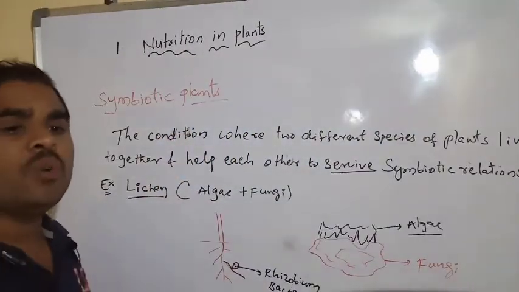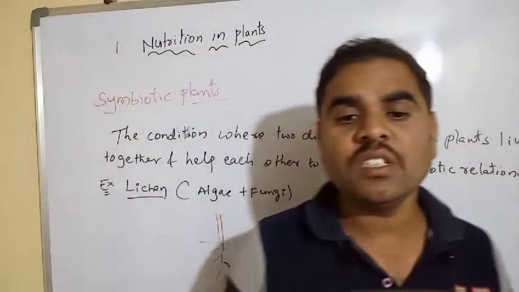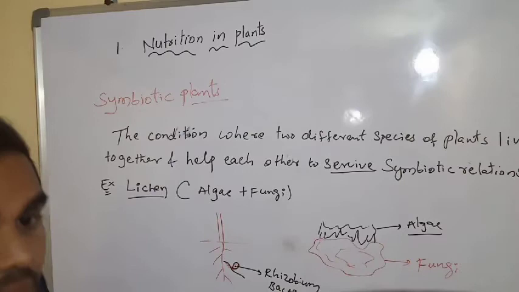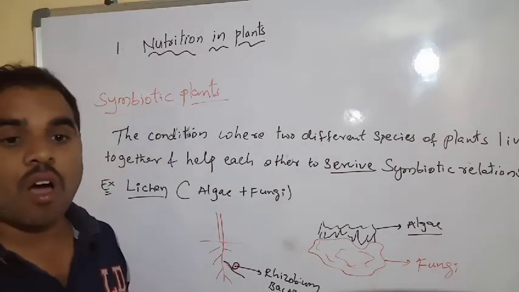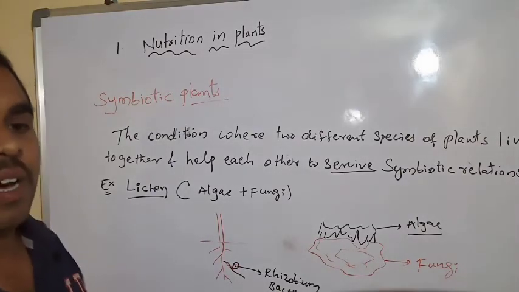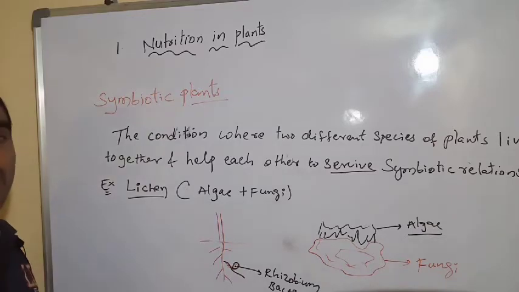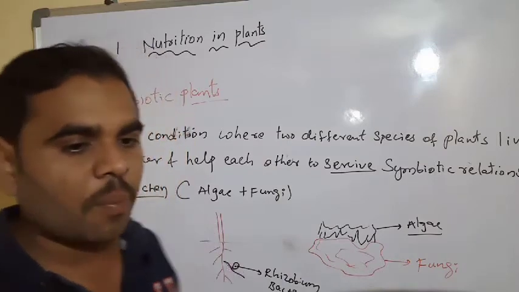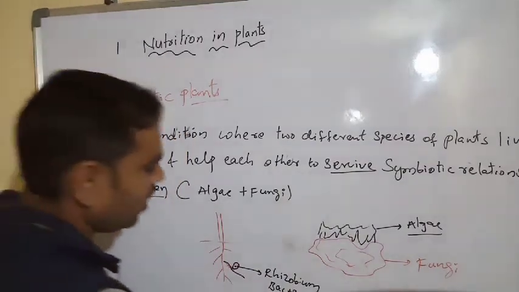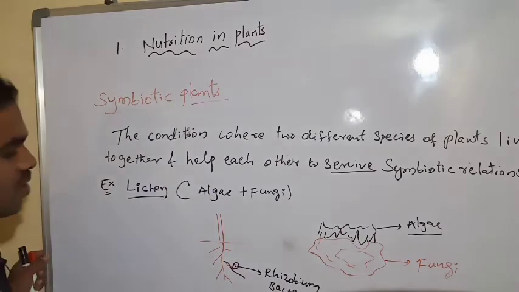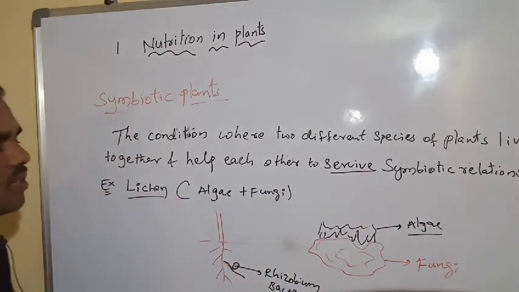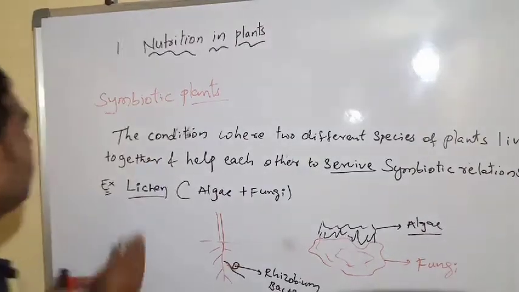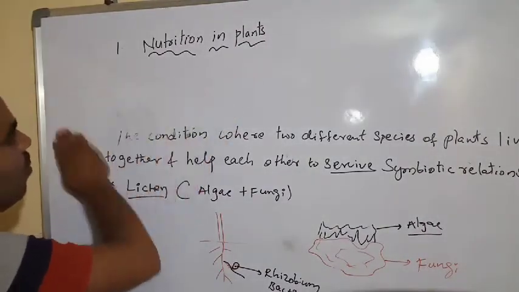Symbiotic relationship means living together of two different species of plants, whether parts of the same plant or helping each other in obtaining food, is called symbiosis. The best examples are Rhizobium bacteria and lichens. There is a relationship between these two.